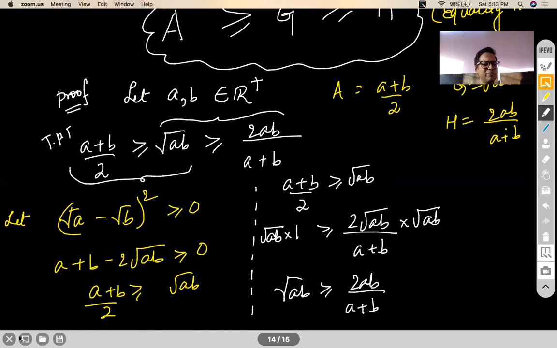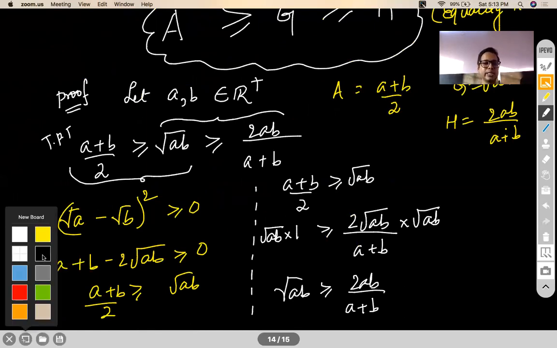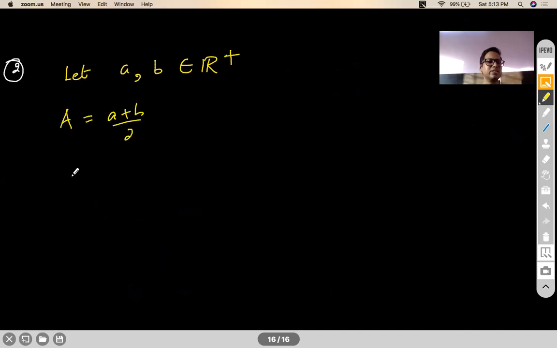AM, GM inequality, very important, guys. I cannot stress how important it is, till you start solving questions. The second important property is, let's say, let A and B be two positive real numbers, such that A is the arithmetic mean, G is the geometric mean, and H is the harmonic mean.